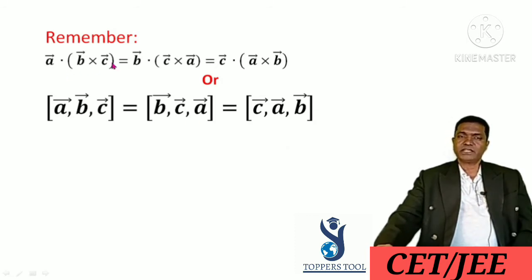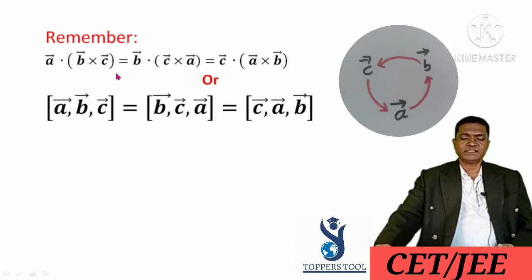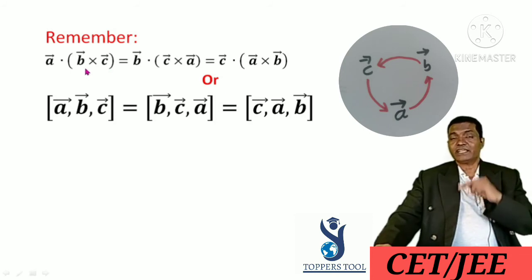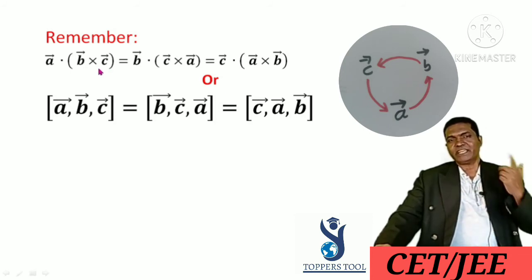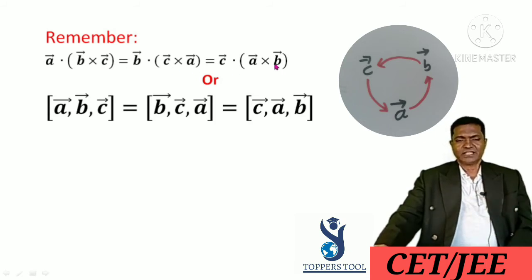Vector A dot B cross C can also be written as vector B dot C cross A, which is also equal to C dot A cross B. Here A, B, C are cyclically interchanged, meaning replace A by B, B by C and C by A. So the scalar triple product can be written as this, equal to this, equal to this. Here A, B, C are cyclically interchanged.